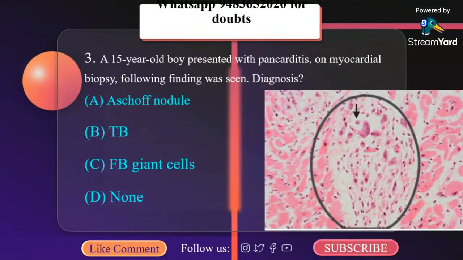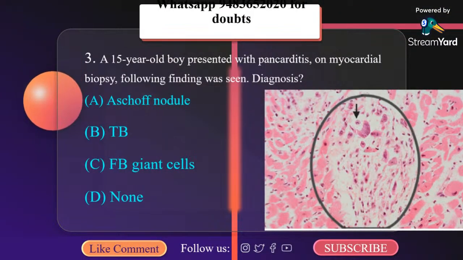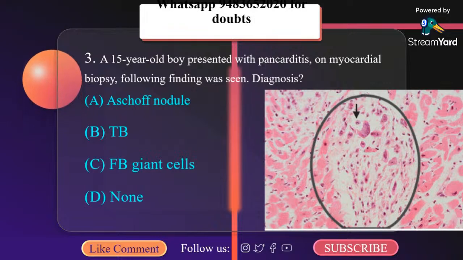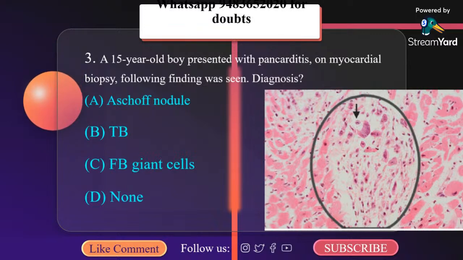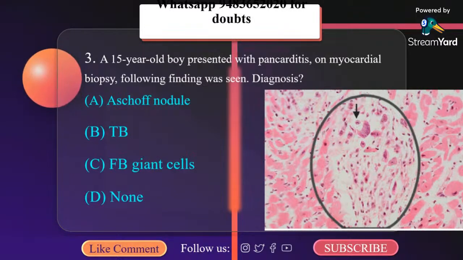A 15-year-old male boy presented with pancarditis. We have done the myocardial biopsy and it is presenting as pancarditis. The following finding was seen. What is the diagnosis? A. Aschoff nodule, B. Tuberculosis, C. Foreign body giant cells, D. None.